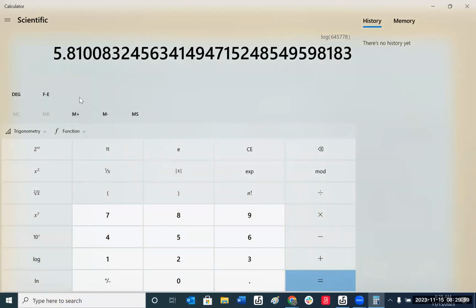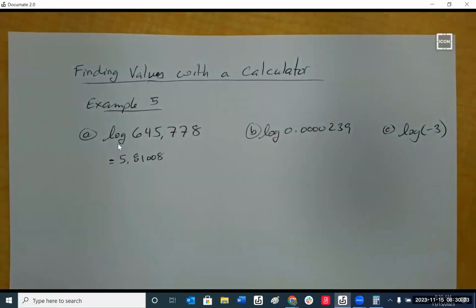So what does this mean? Since the equation itself was log base 10 of 645,000, what this number means is that if I take 10 and raise it to the power 5.81008, I get this number. That's what it means. So let's do the next one.